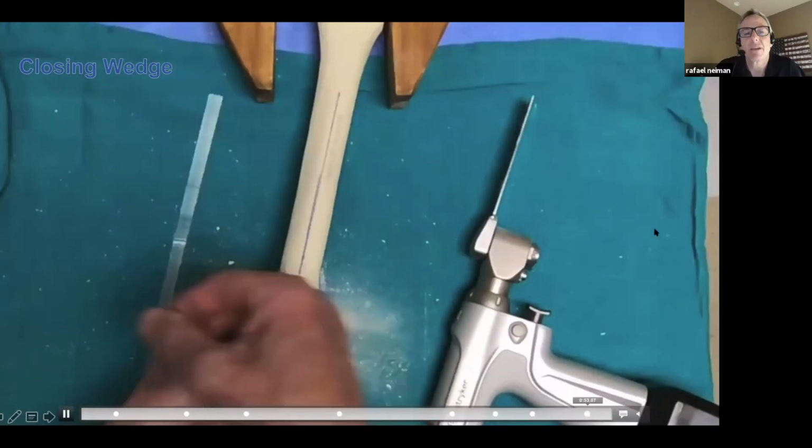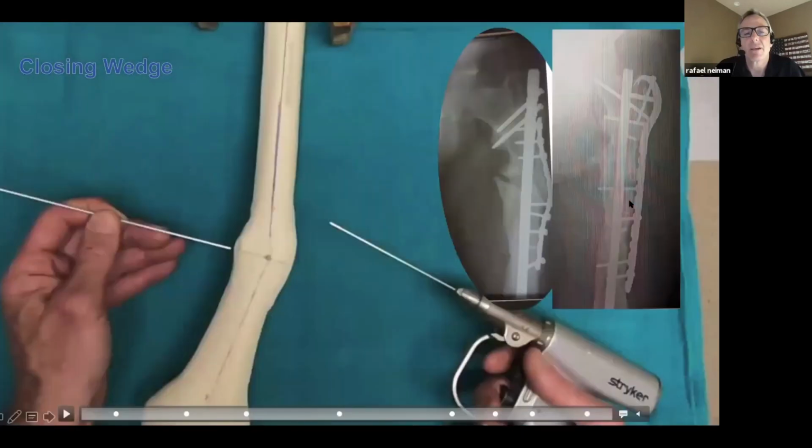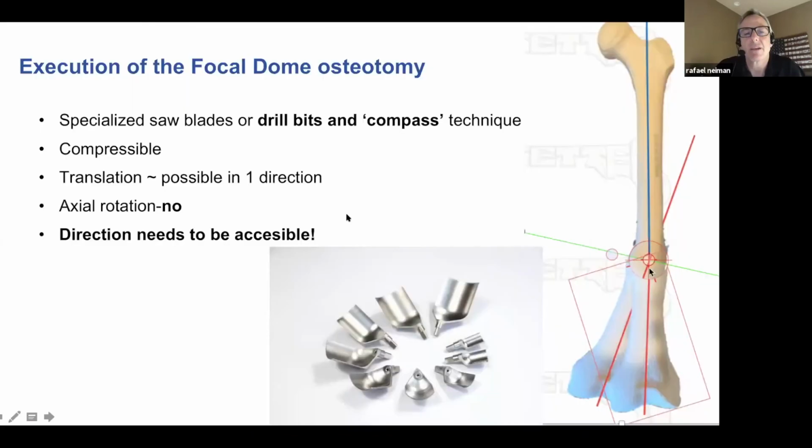The closing wedge, as I mentioned here, is effective for also treating the non-union. The focal dome is something that not all my colleagues love. I like this osteotomy for correction, as I mentioned, because it does not create fixed gaps and it doesn't remove bone in order to get your correction. It's just a lot harder to do in the cortical hard bone. It's really nice in the metaphysis.